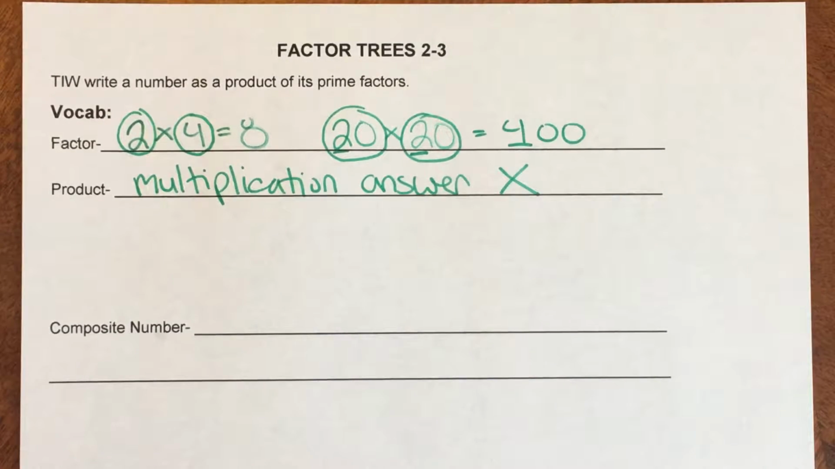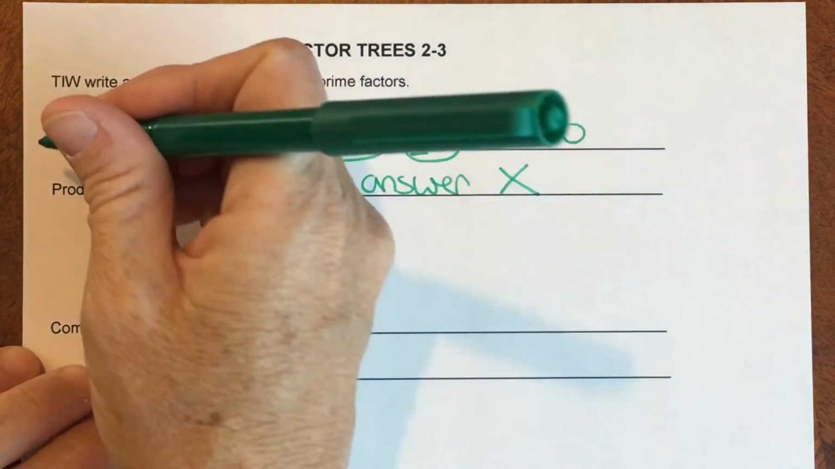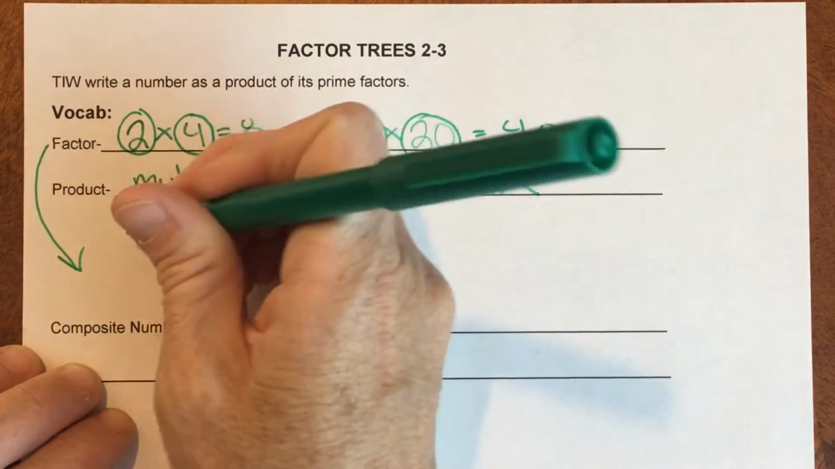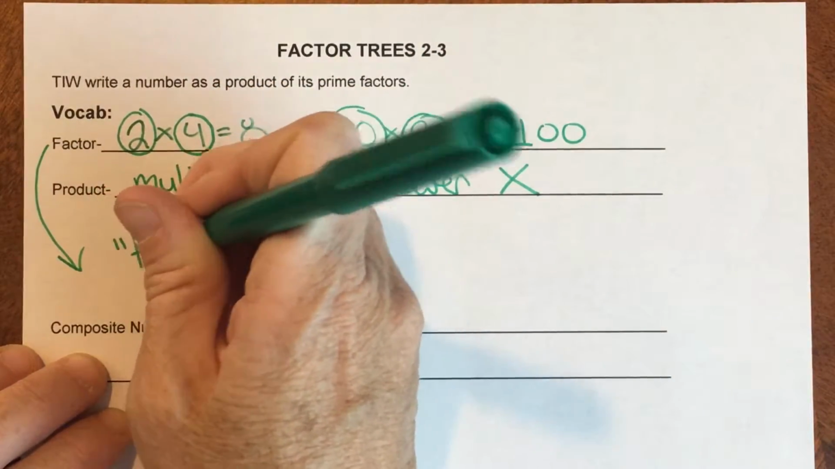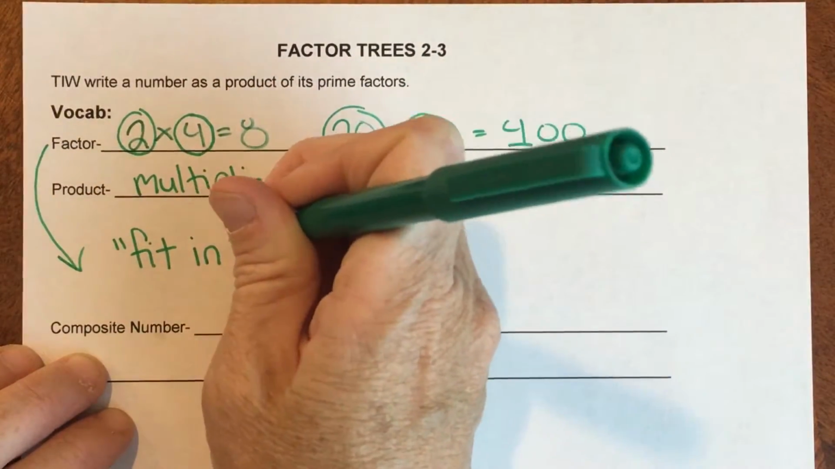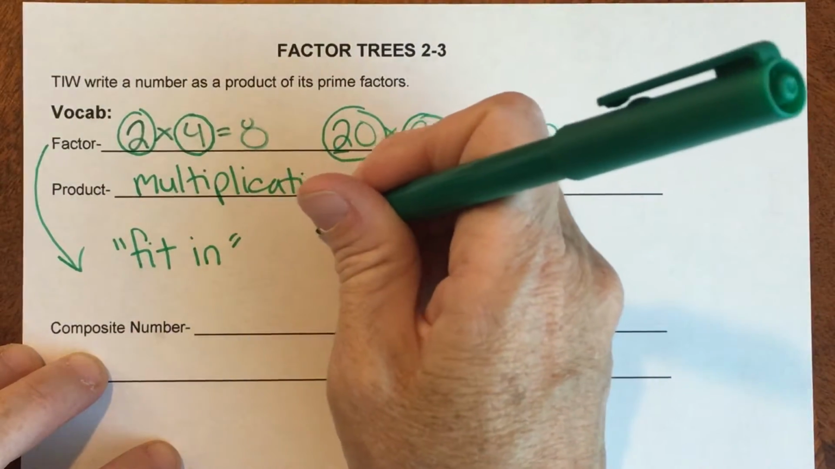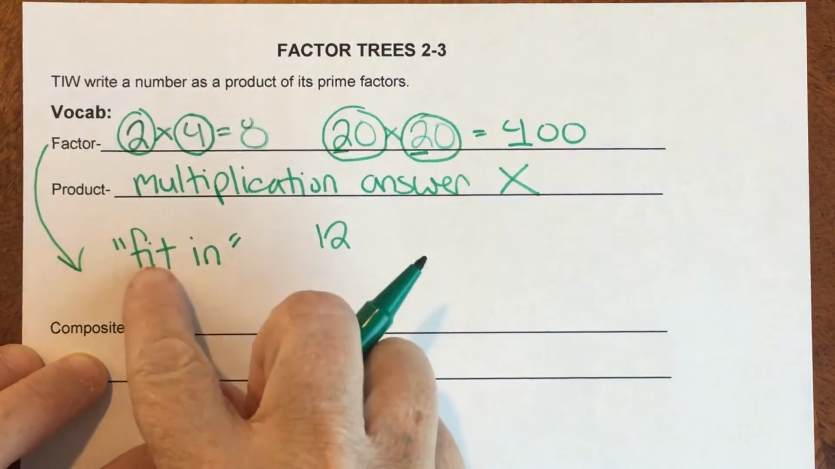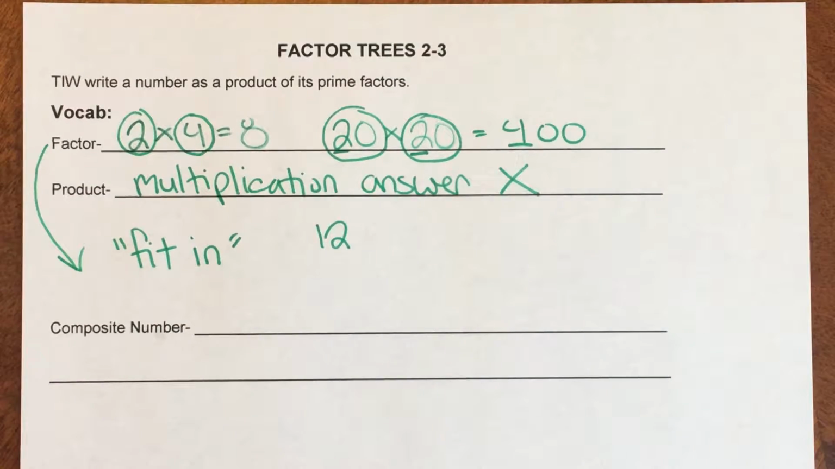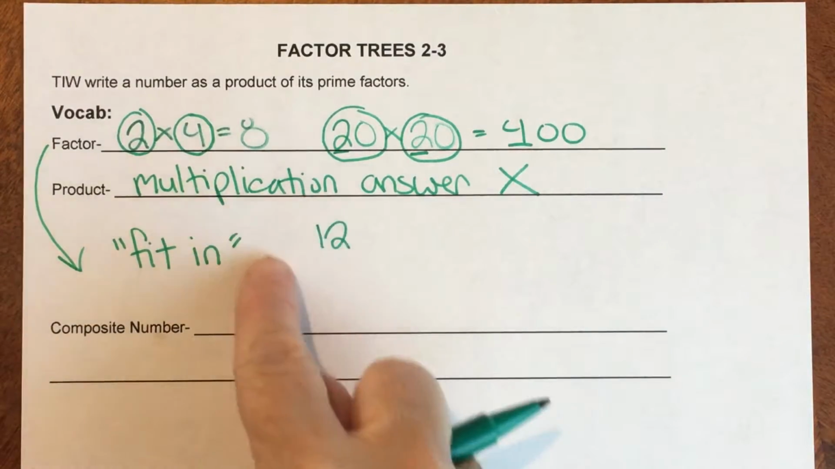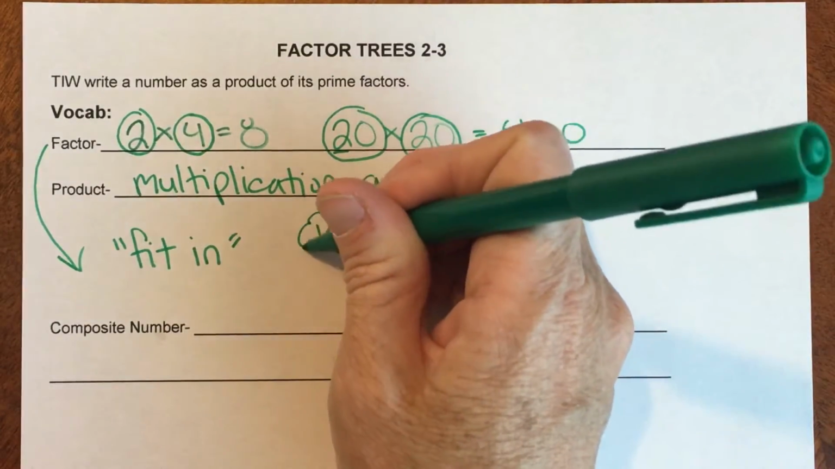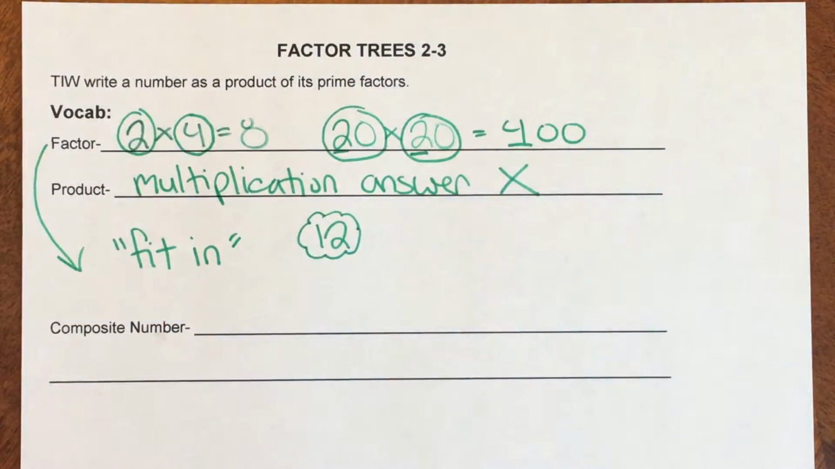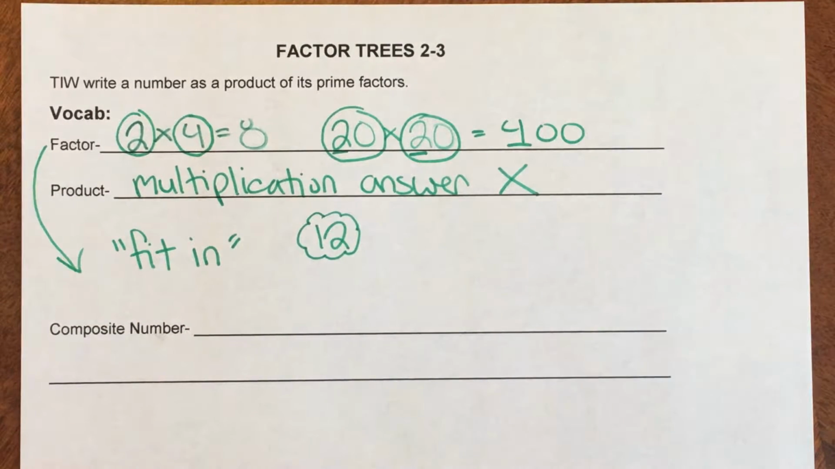Another thing about factors is sometimes I use the phrase numbers that fit in. So if we're thinking about 12, what factors are 12? What numbers can I multiply together to get this product of 12? This is my answer. So what numbers can I multiply together to get this product? It's going to be numbers that fit into that perfectly.